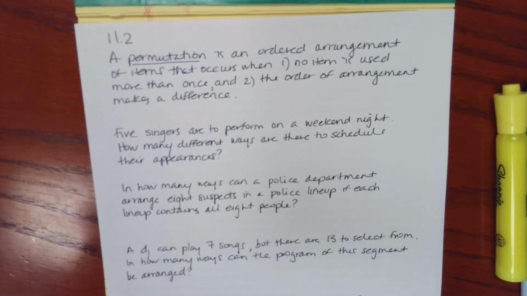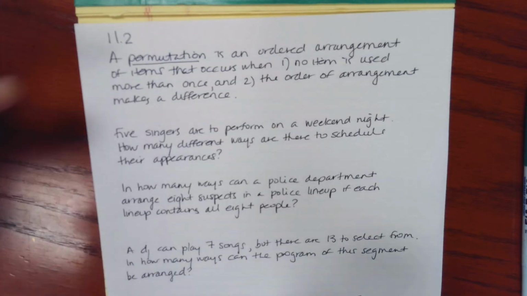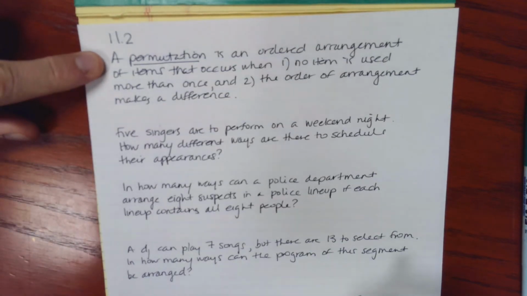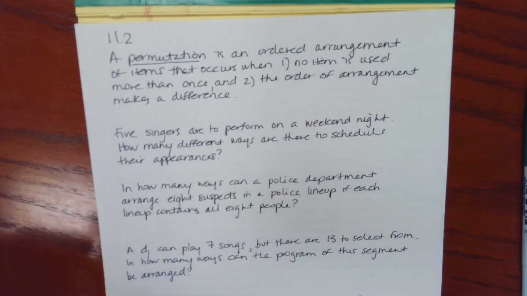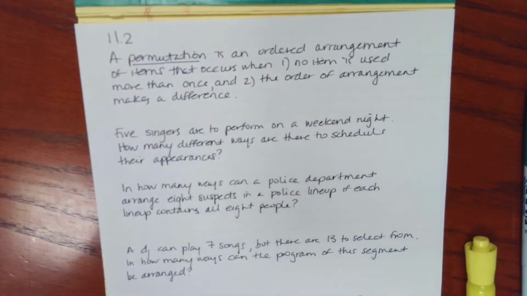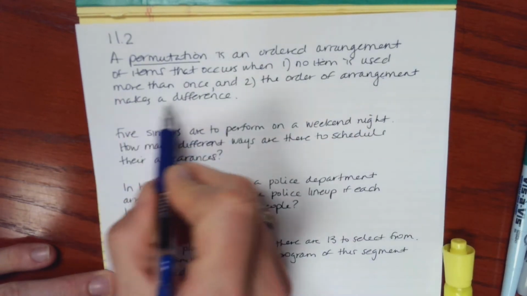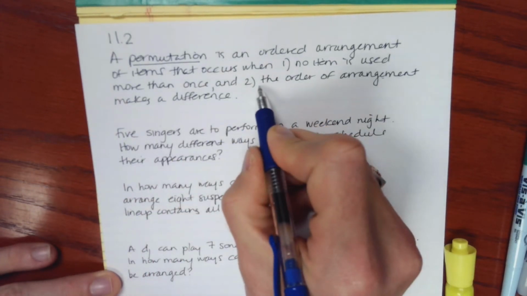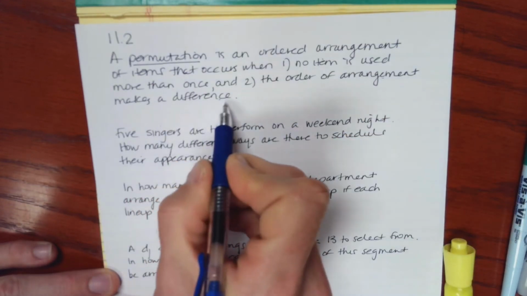And welcome. In this video we'll be talking about permutations. So a permutation is an ordered arrangement of items that occurs when, and there are two things we need to consider here. Firstly, no item is used more than once. And secondly, the order of arrangement makes a difference. And so I'll say more about this, the second part here, as we work through these examples.